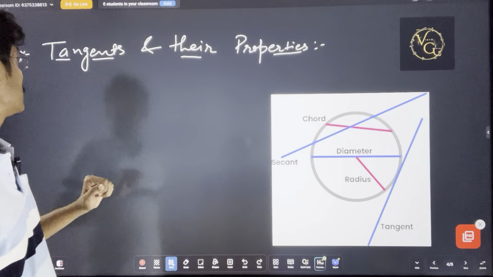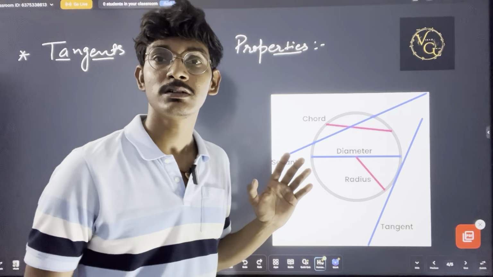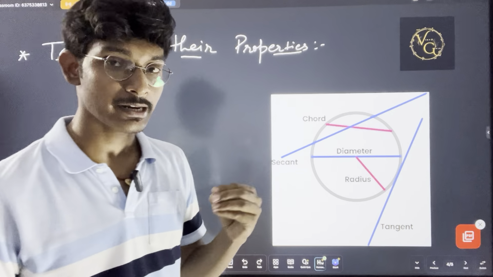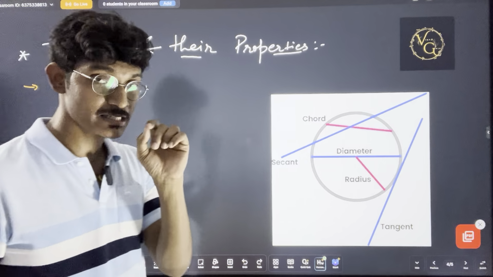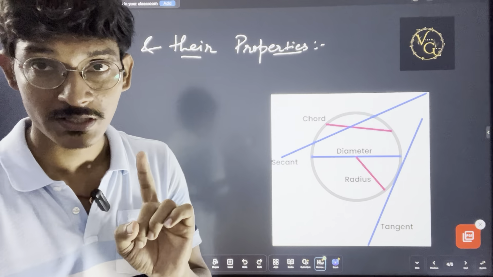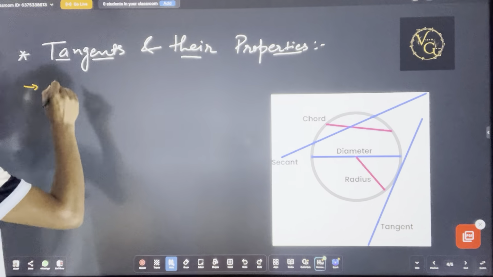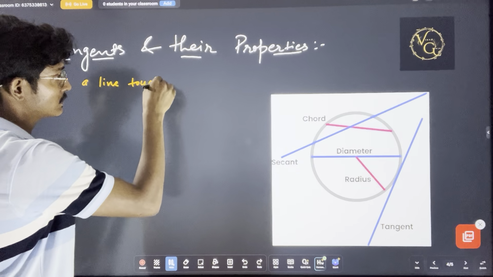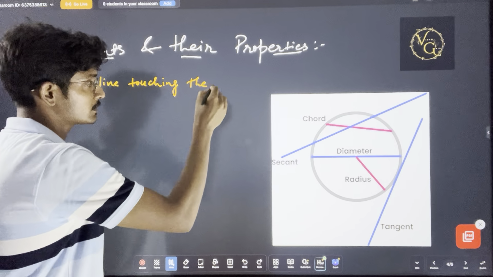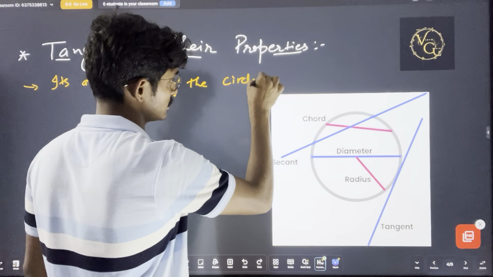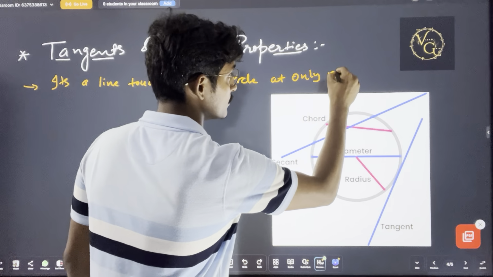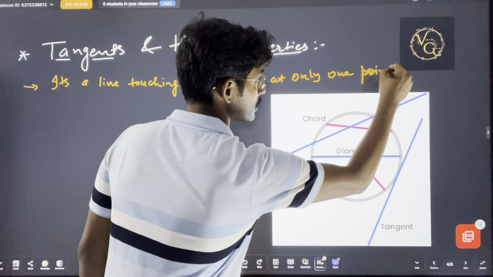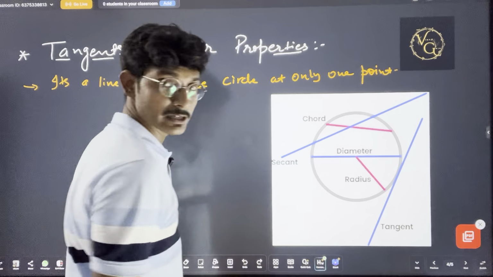Now, tangents and their properties. This is our required part in grade 10. So what is a tangent? A tangent is a line that is touching the circle at only one point. So you can write the definition as: it's a line touching the circle, or the circumference of the circle, at only one point. Okay, I hope it's clear.